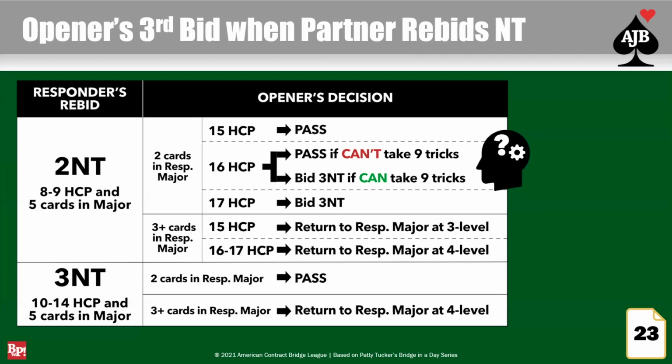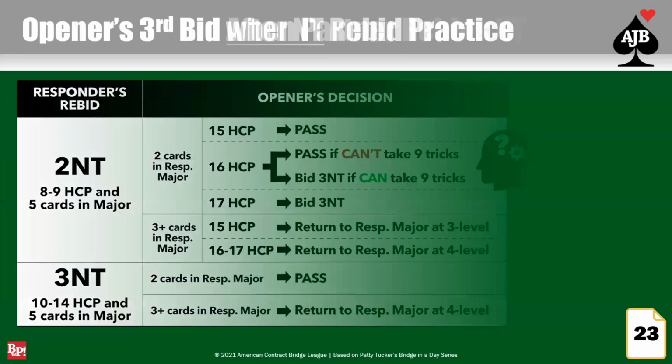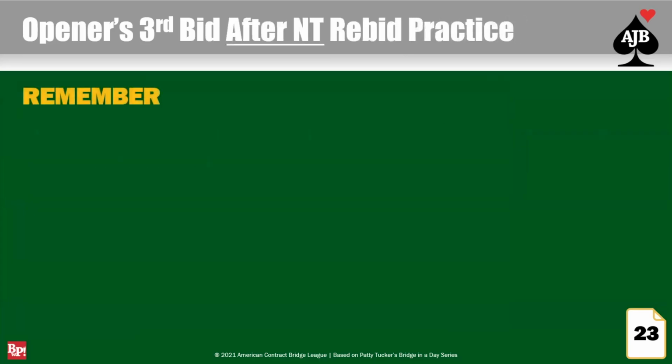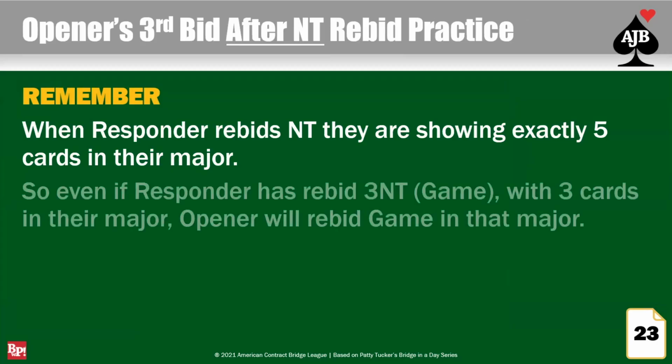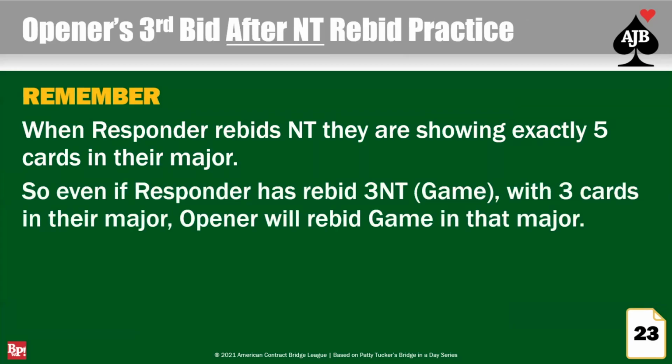When responder bids 3 no, well, half that decision's made. You know you're going to play in game. If you have 2 cards in responder's major suit, you pass. And if you have 3 or more, you bid game in the major. So let's give that a practice. Remember, when responder rebids no trump, they're saying I have exactly 5 cards in my major. So even if responder rebids 3 no, with 3 cards in their major, opener needs to go back to game in the major suit.